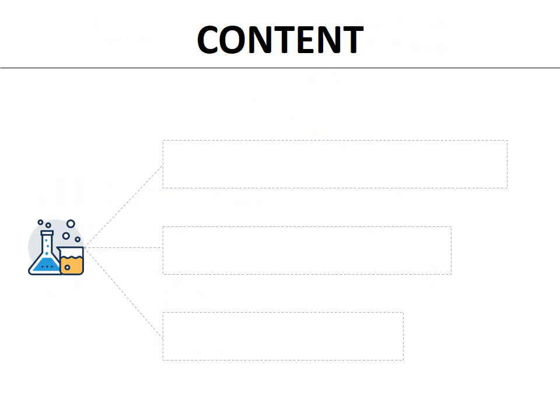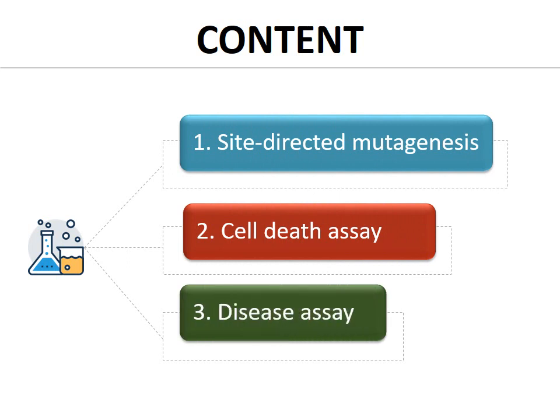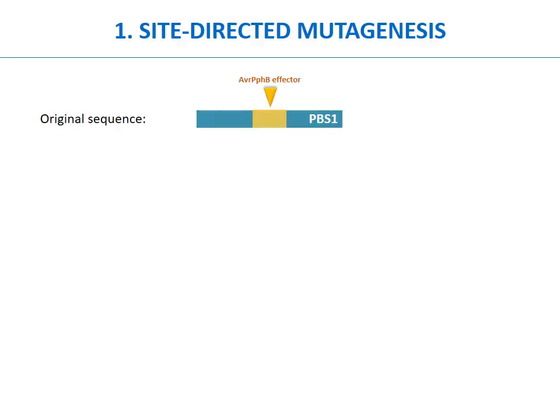There are several experimental methods used to prove our hypothesis. However, today I will introduce three different methods. First one, site-directed mutagenesis. Second, cell-death assay. And the last one, disease assay. Moving to the first one, site-directed mutagenesis, to make the SlPBS1 modification.